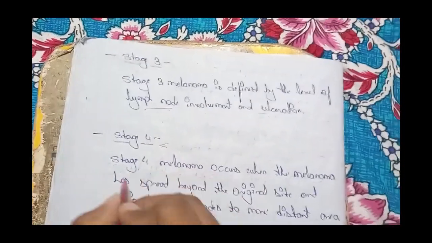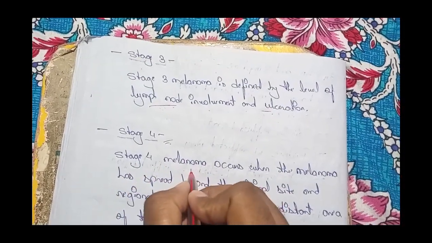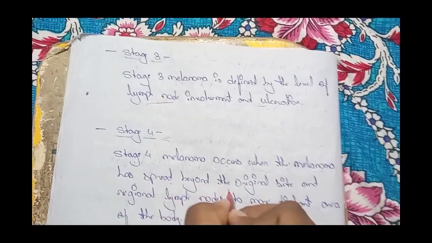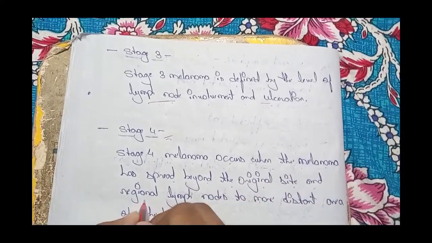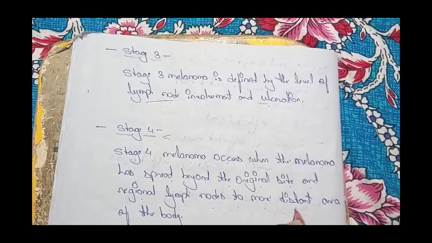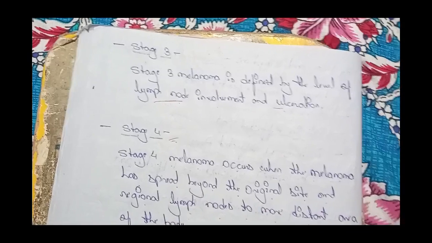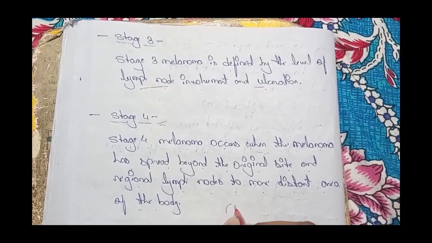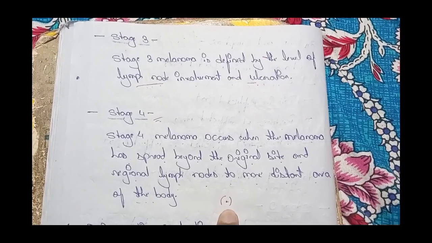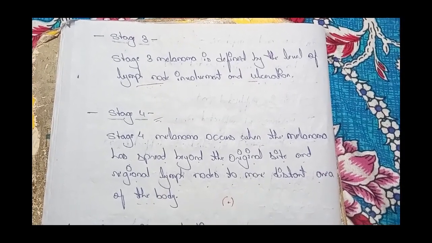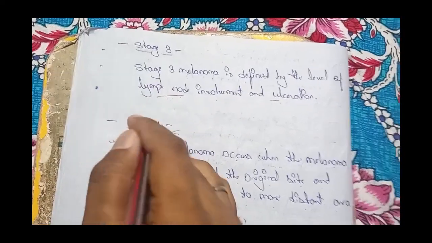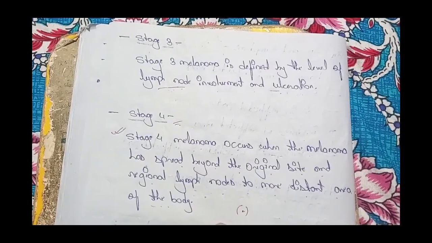In the fourth stage, melanoma has spread beyond the original site and regional lymph nodes to more distant areas of the body. The cells spread throughout the body from the first part. The fourth stage is the final stage of skin cancer.